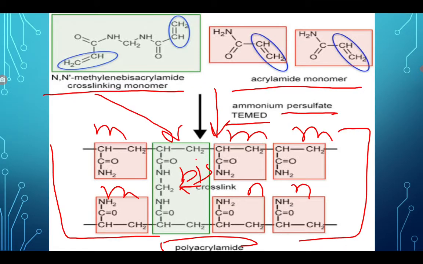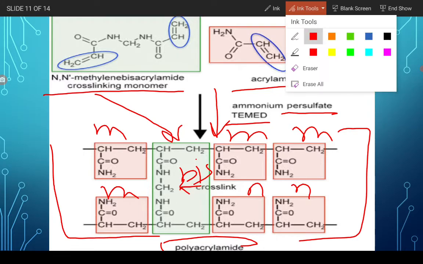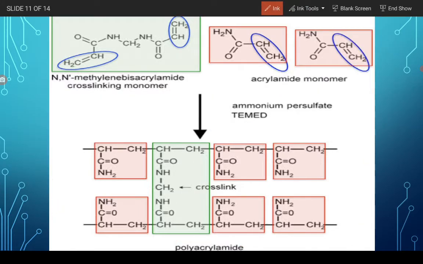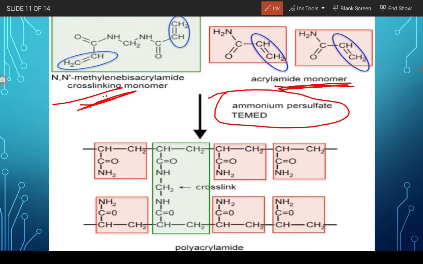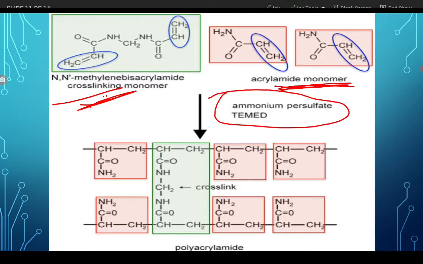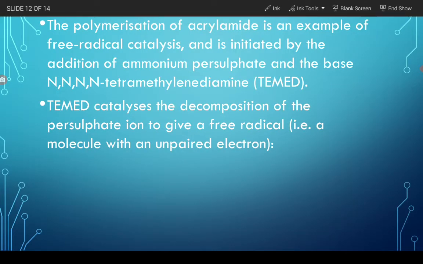Now we already studied why this is required. This is for cross-linking, for the monomers to form a whole polymer. But why are ammonium persulfate and TEMED required in this reaction? Let's see. The polymerization of acrylamide is an example of free radical catalysis. So TEMED and the persulfate radical are used as catalysts.